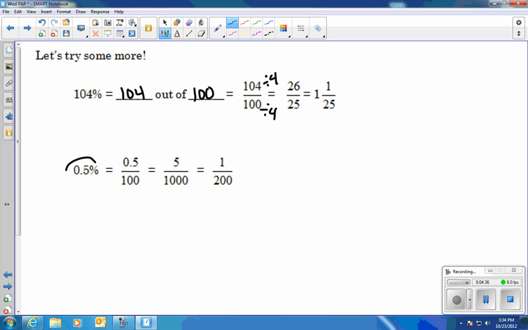Same thing here. This is out of 100. I have to move the decimal over because I'm not allowed to have decimals inside of my fraction form, which is why this became 1,000. And then both of these are divisible by 5. So that gives me 1 over 200.